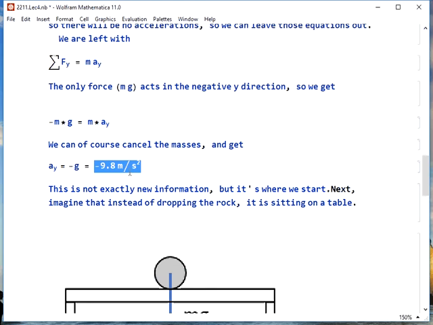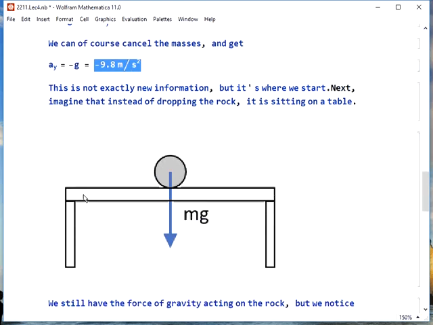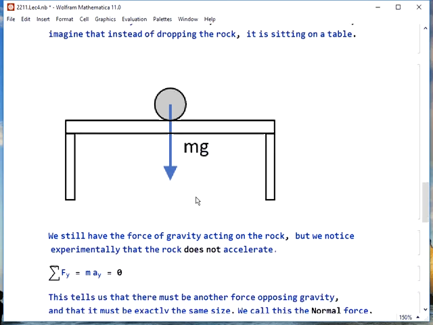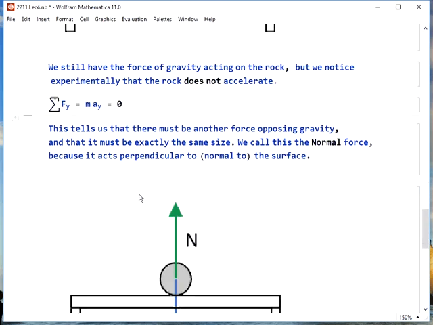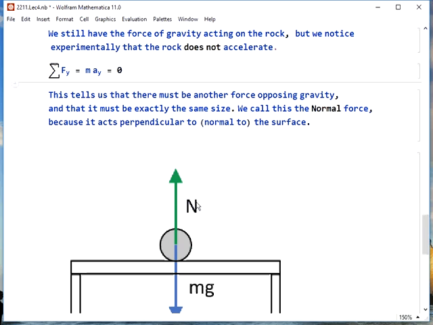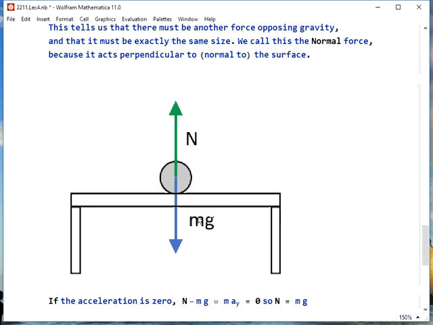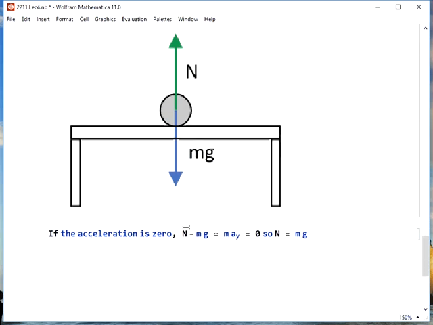Now, if instead of dropping the rock, we have it parked on a table, we have a free body diagram like this. Experimentally you know that the rock is not going to accelerate either up or down, so you know that the sum of the forces has to be zero, since ay is zero. And what this means is there must be another force there. And that force that opposes gravity and comes from the table is called the normal force. Normal, not like abnormal and normal, but normal like perpendicular. It's always perpendicular to the surface. Since the acceleration is zero, N minus mg, which is equal to may, is zero, so N equals mg on this flat surface.